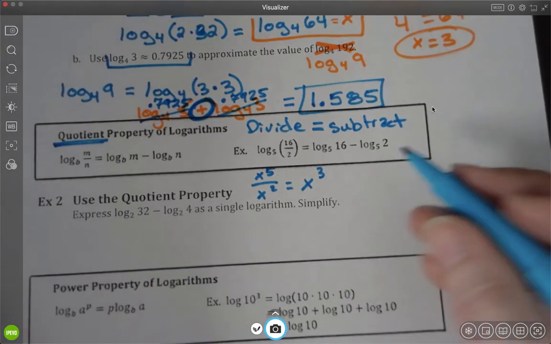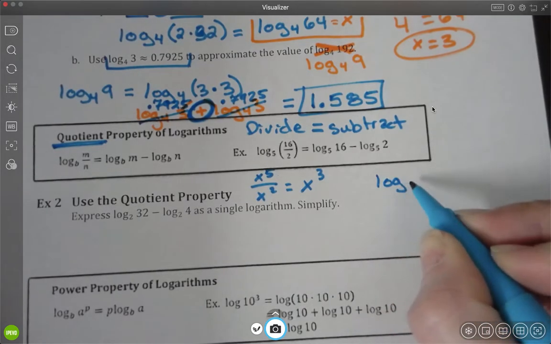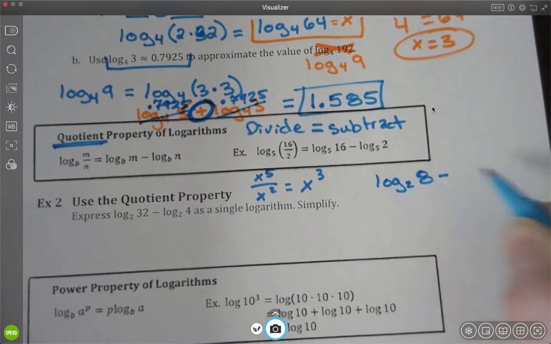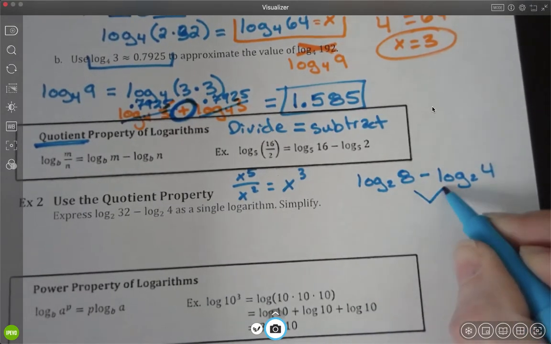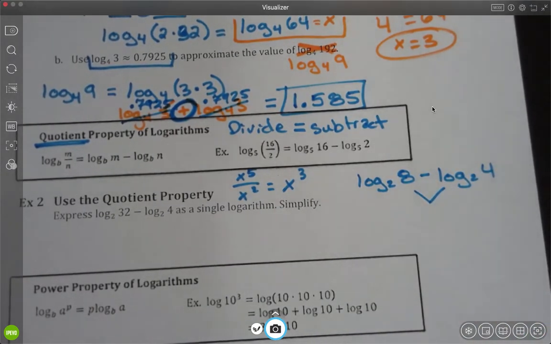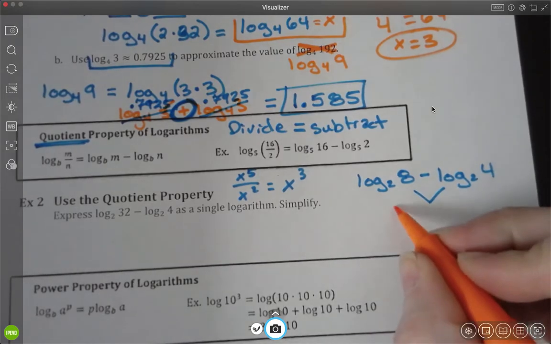Now, same thing here. If I have a log base 2 of, let's say, 8 minus log base 2 of 4, and I want to put those together as one log. So it's log base 2.